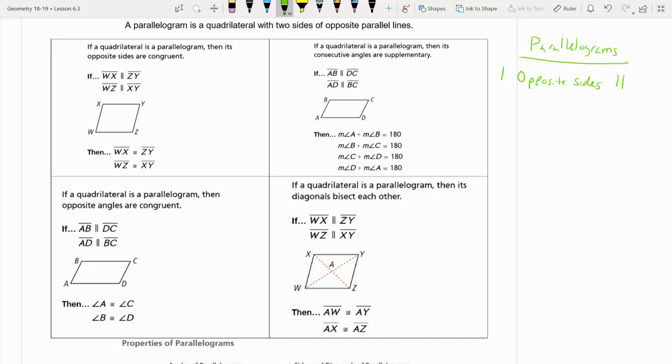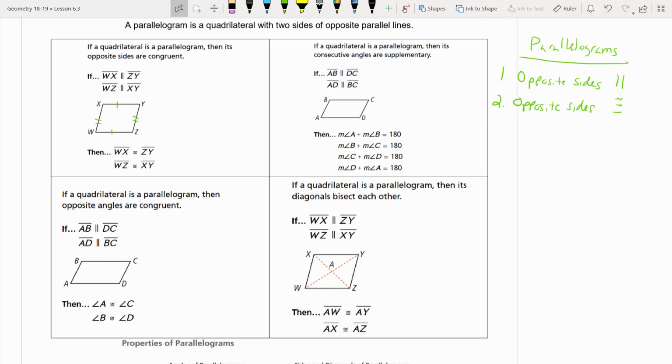Once we know that we have a parallelogram, now we can list out our other details. So the first thing we need to know is if these 2 sets of sides are parallel, if we have a parallelogram, they're also going to be congruent. So the measure of XY is going to match the measure of WZ, and the measure of XW is going to match the measure of YZ. So the second thing we know is that our opposite sides are also going to be congruent.